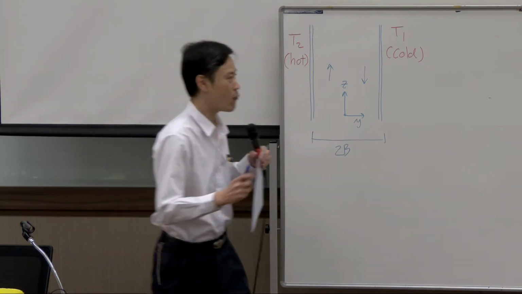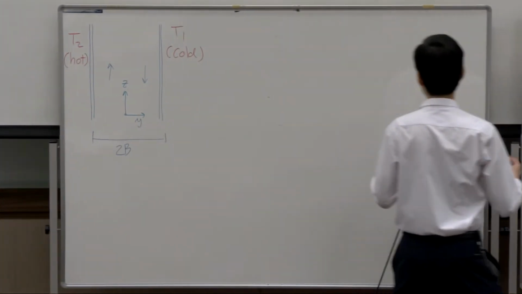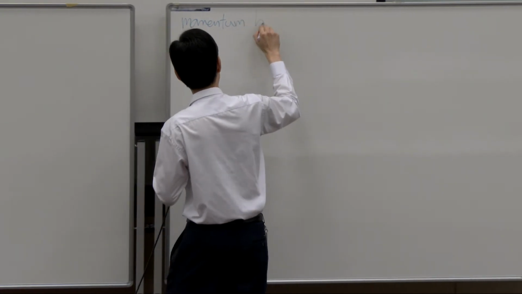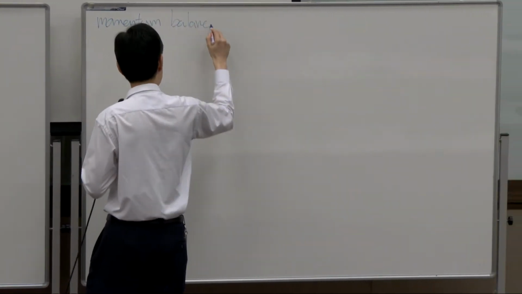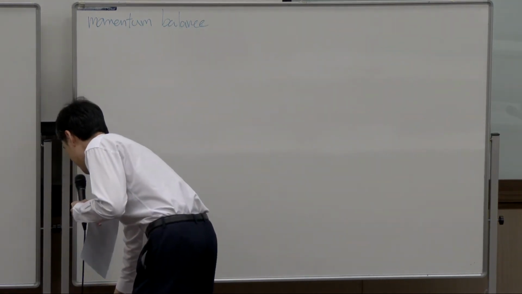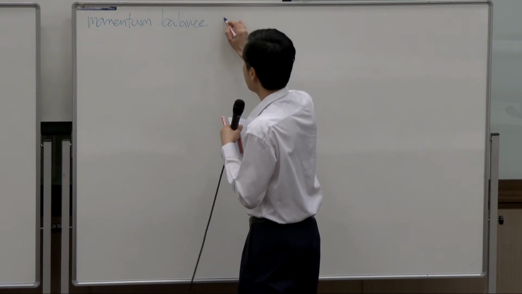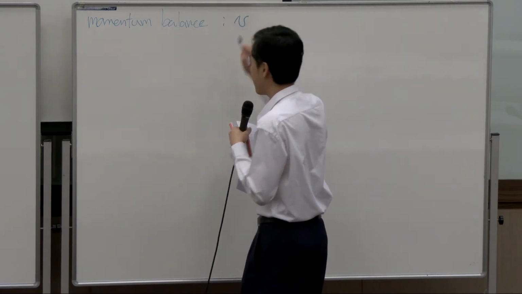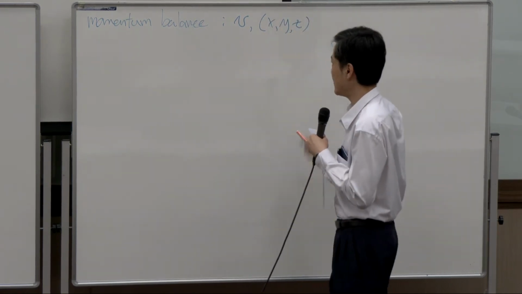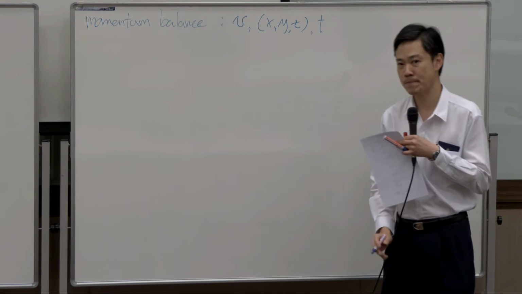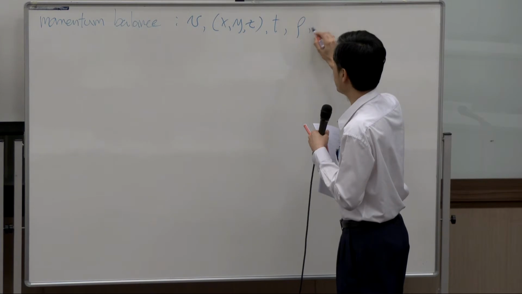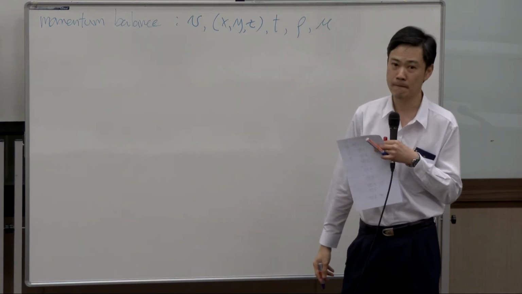Okay? So on one hand, I told you that if we start with momentum, the equation for momentum is supposed to have velocity, coordinate x, y, and z, maybe time, right? And then it should have properties like density, viscosity.